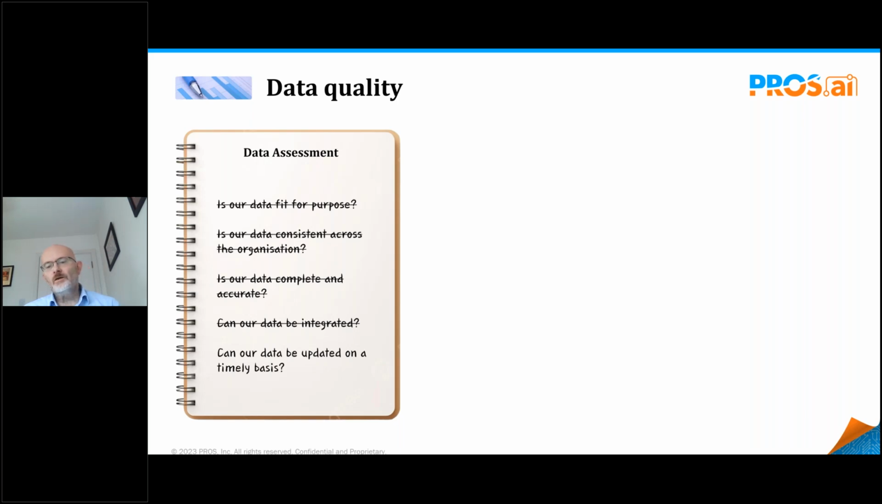And then finally, we need to ensure our data can be updated when it needs to be. So, for example, if we are doing competitor pricing, we need a mechanism for refreshing the competitive price collection to be in place. And we need that refresh to happen in line with our pricing strategy and how often we need to react to competitor price changes.